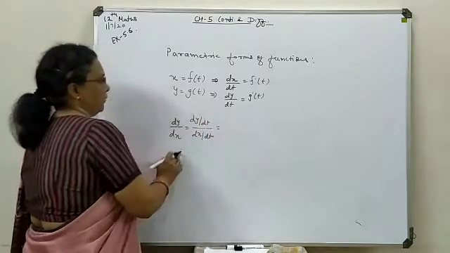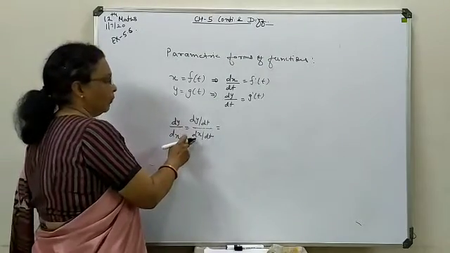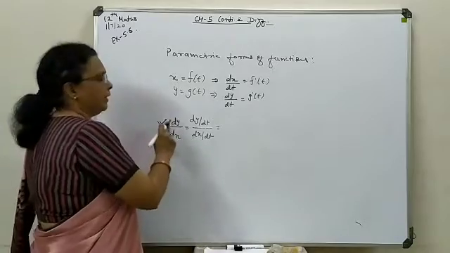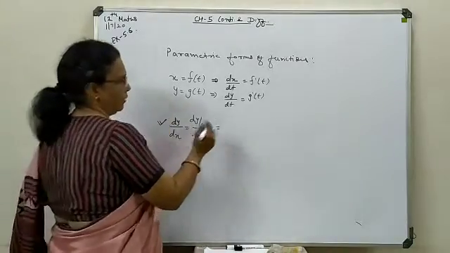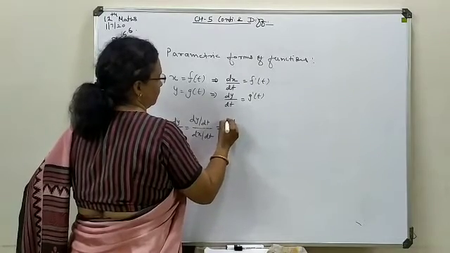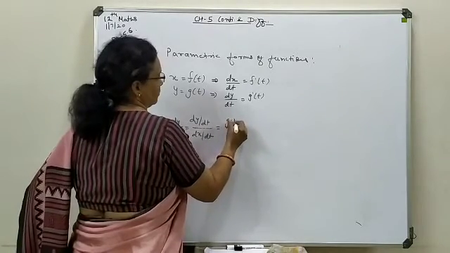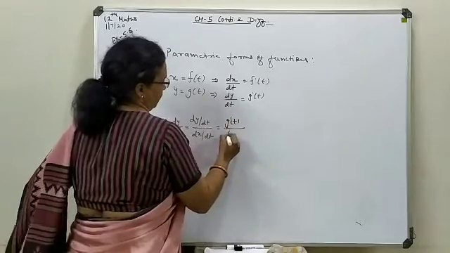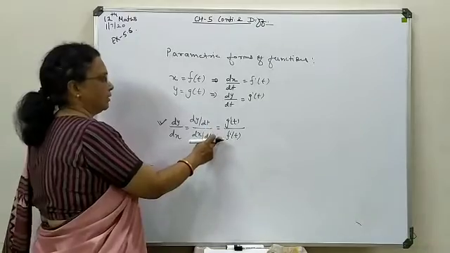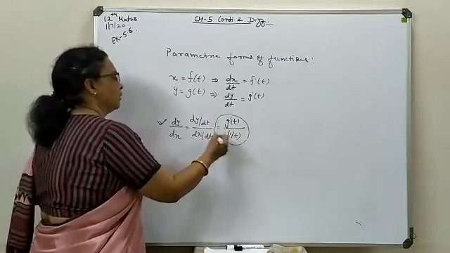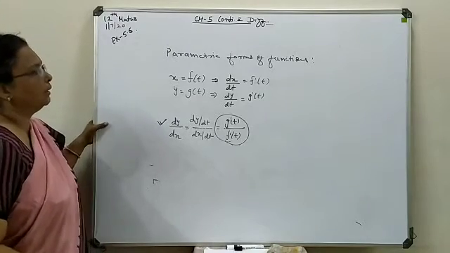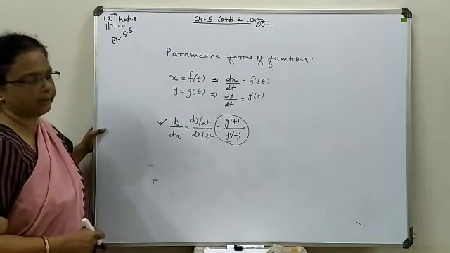In short, you can say dy by dt upon dx by dt will give you the final answer in the form dy by dx. So here both derived forms you will write in a denominator form, so the answer will come out in terms of the third variable. This type of combination you have to handle.